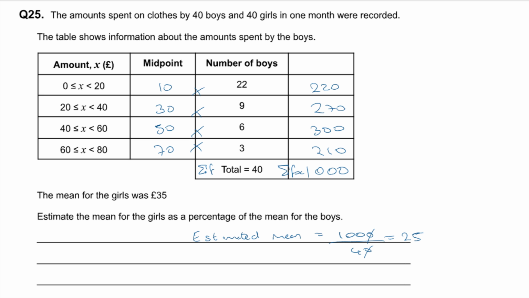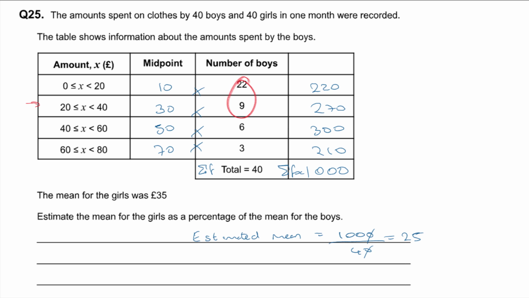Okay, does that seem reasonable? Right, it's kind of mid this group here, or towards the lower end of this group here. But this data is kind of bottom heavy, isn't it? It's quite a lot in that first category, which is why the mean is closer to the bottom of the data range than the top. So we know that the estimated mean for the boys is 25.